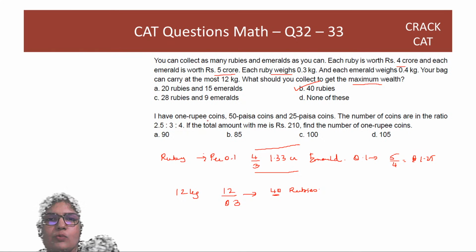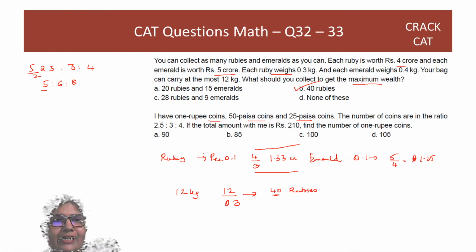I have 1 rupee coins, 50 paise coins and 25 paise coins. The number of coins are in the ratio 2.5 is to 3 is to 4. So 2.5 is 1 rupee coins, right? 3 is 50 paise coins and 4 is 25 paise coins. So first thing we'll do is just write this as 5 is to 6 is to 8. So I'm just writing this as 5 by 2 and multiplying the 2.